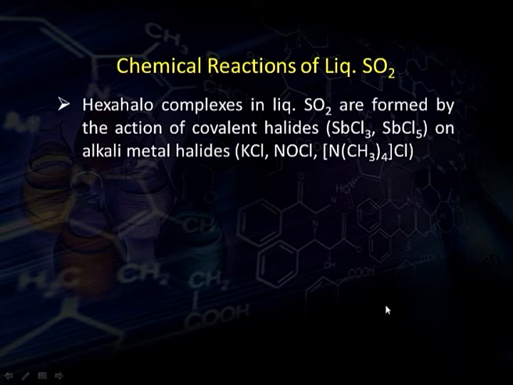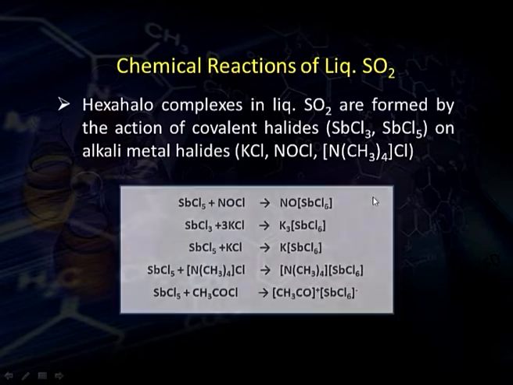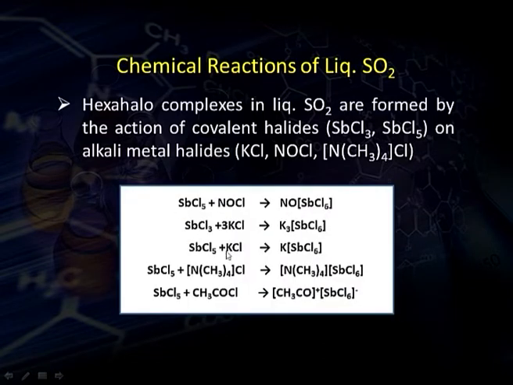Hexahalo complexes, that means complexes which contain 6 halogen atoms, in liquid SO2 are formed by the action of covalent halides like SbCl3 or SbCl5 on alkali metal halides. So, we have some examples here. This is SbCl5 plus NOCl. So, what will happen? NOSbCl6 is formed. So, hexahalo complex is formed here.